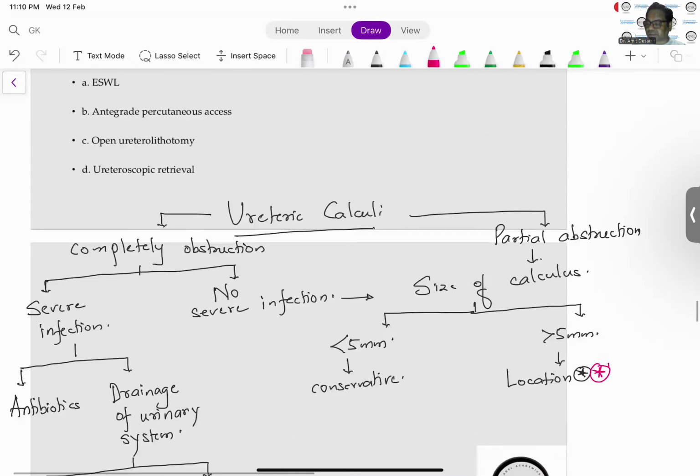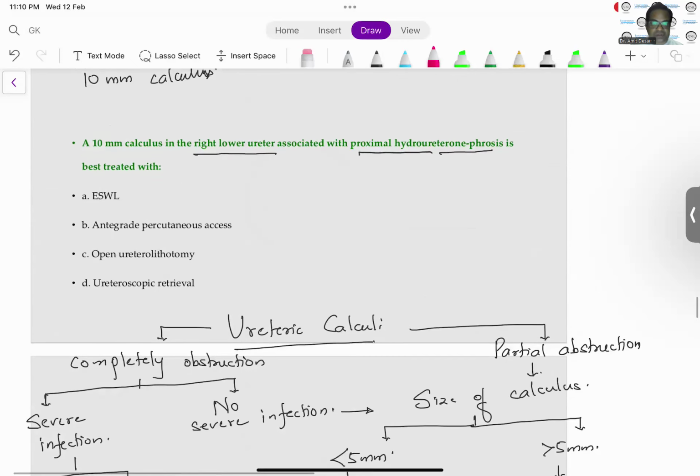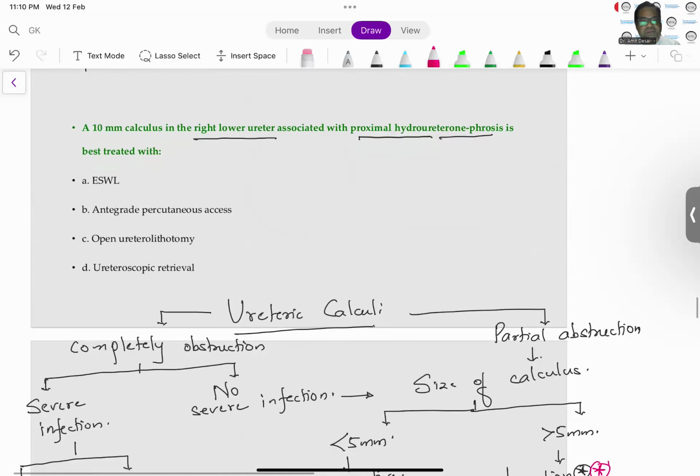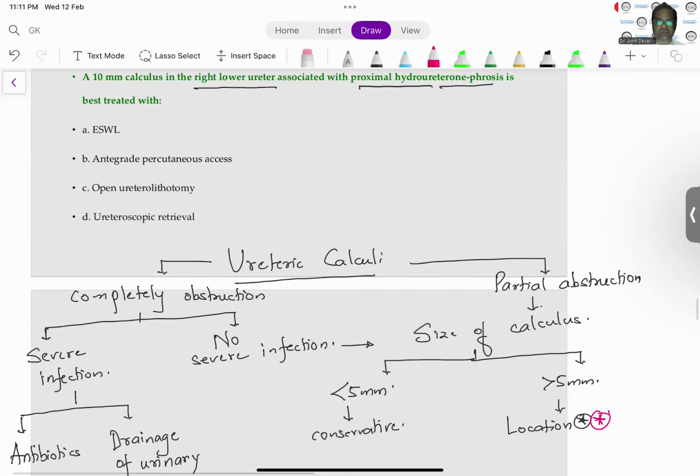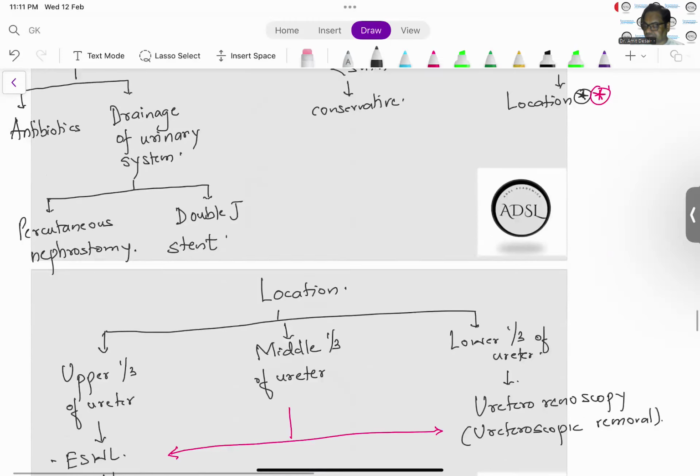Now, in the question, they say that it's a large calculus, which means it is more than 5 millimeters, and it is in the lower ureter. So in that case, you would do a ureteroscopic retrieval. That would be our answer: ureteroscopic retrieval.